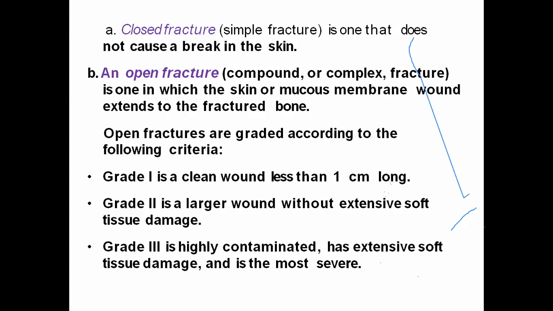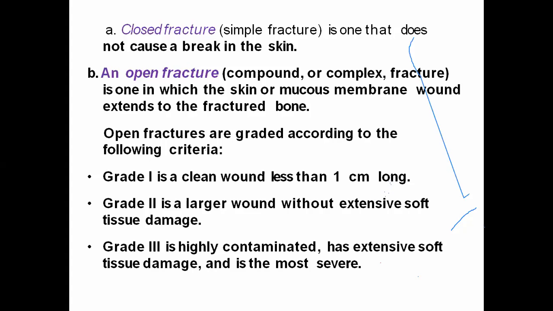What is an open fracture? An open fracture is one in which a skin or mucous membrane wound extends to the fractured bone. The bone may even come out, showing up through your skin and mucous membrane. So what is complete and incomplete? In a complete fracture, there is breakage in the entire cross section of the bone. In an incomplete fracture, only some part of the cross section is broken. A closed fracture does not cause a break in the skin.